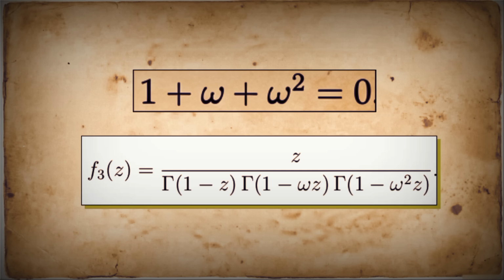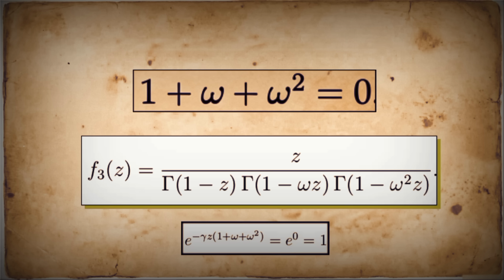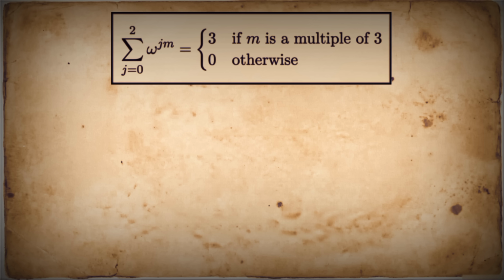The exponential factors cancel because 1 plus omega squared is 0. For the root of unity filter, we check the sum of 1 to the m plus omega to the m plus omega squared to the m. When m is 1 or 2, this sum is 0 by the property that the sum of all third roots of unity is 0. When m equals 3, each term equals 1, since omega cubed is 1, and the sum is 3. So only terms of degree 3 survive in the logarithm expansion.